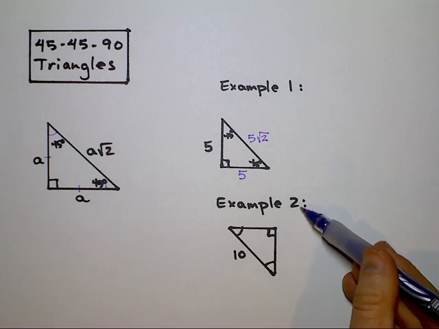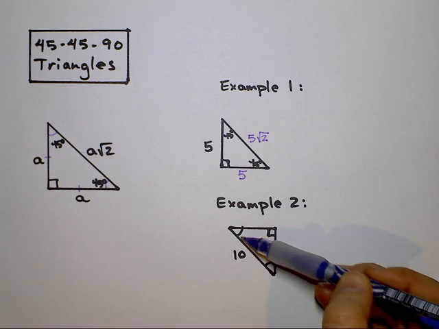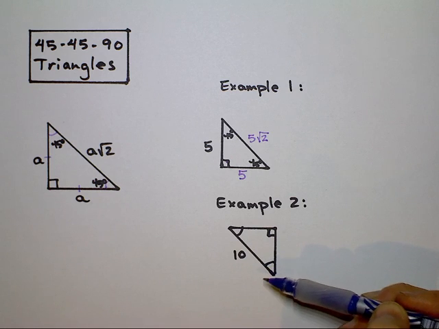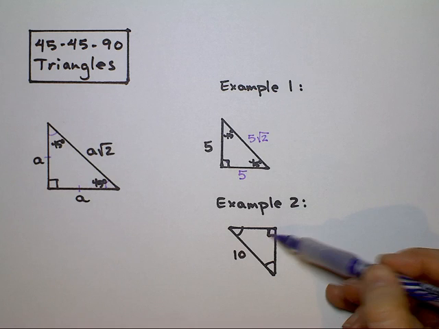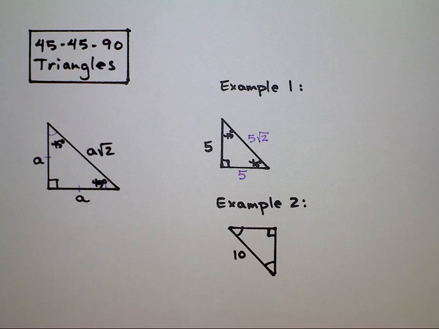Now in example 2, I tried to trick you. I didn't write 45, 45, 90. However, I did write these little markings, meaning that these two angles are congruent. And the only types of congruent angles in a right triangle that are not the right angle are 45 degrees. So we're also dealing with a 45, 45, 90-degree triangle.